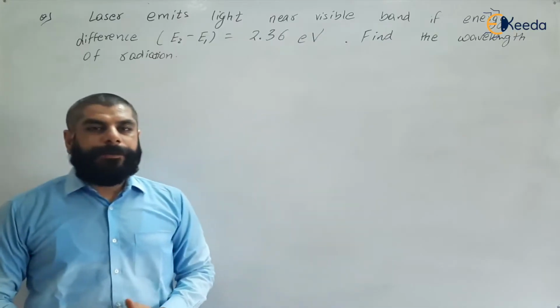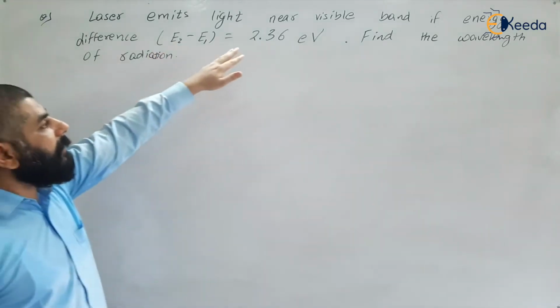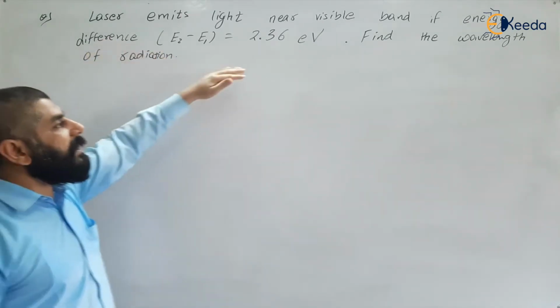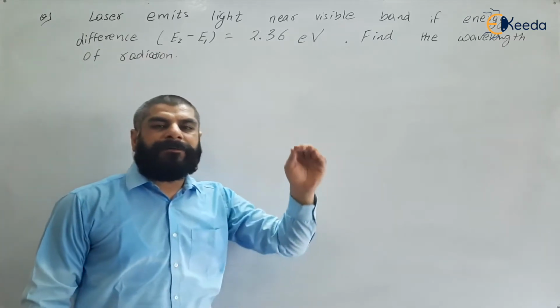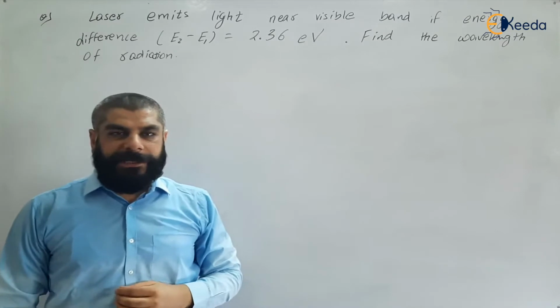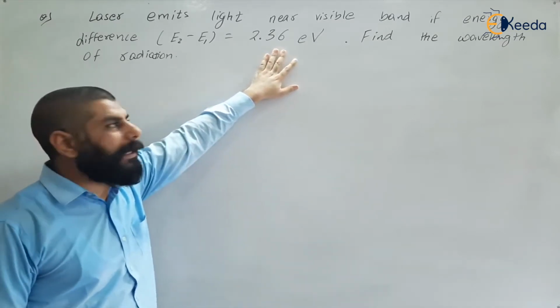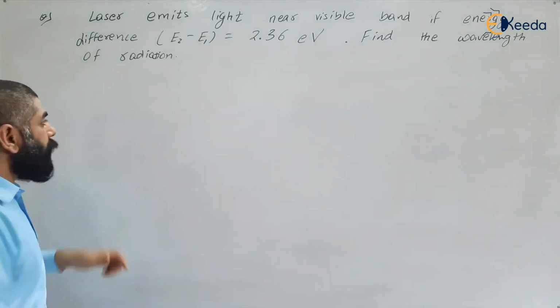So I have written a numerical. Read out that a laser emits a light near the visible band if the energy difference is given from the higher band to the lower band. We know that when an electron jumps from a higher band to a lower band, it emits certain energy. If the energy difference between the higher level and the lower level is given, the question is to find the wavelength of radiation.